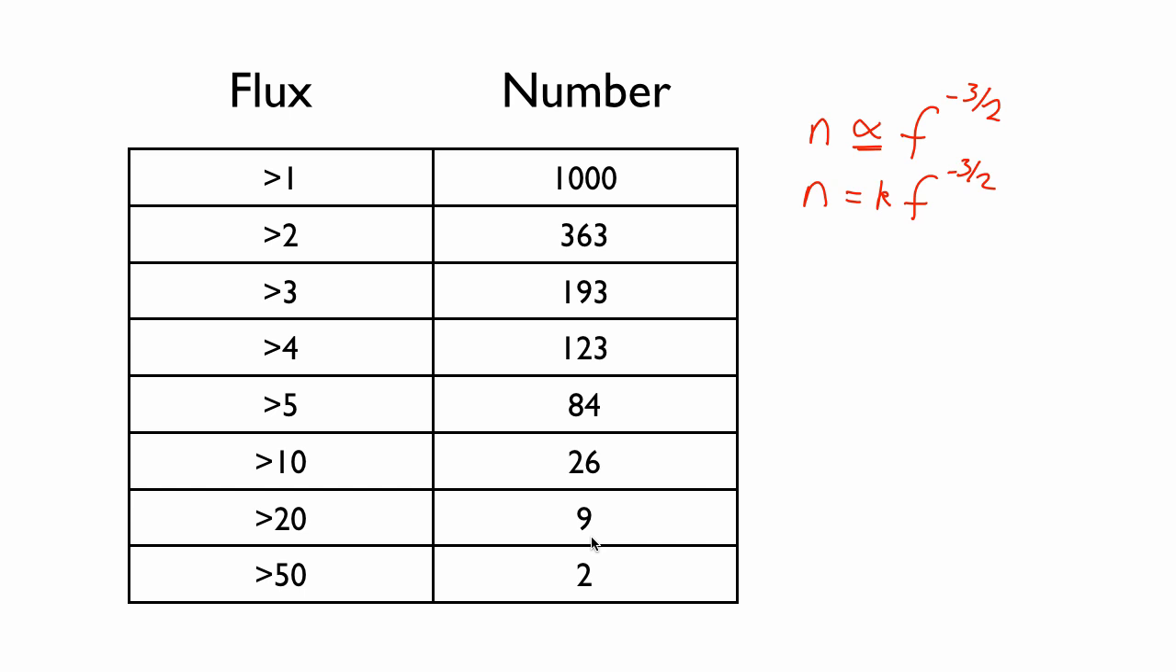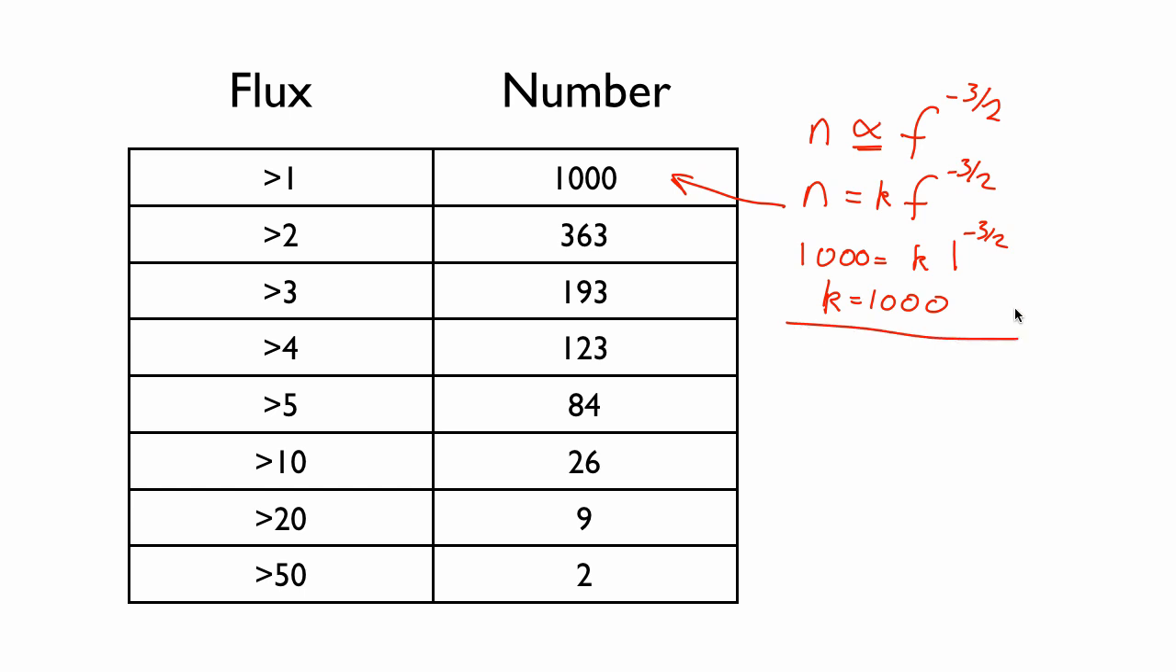There are lots of ways you can check this. One way would be to say, okay, let's work out what k is based on this. So let's substitute the numbers. We know that if we have a limiting flux of 1, we get a number of 1,000. So we know that 1,000 equals k times 1 to the power of minus 3 halves, which is just 1. So it's 1,000 there, so k equals 1,000.